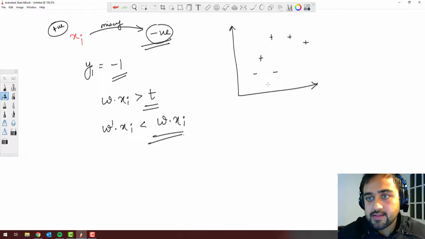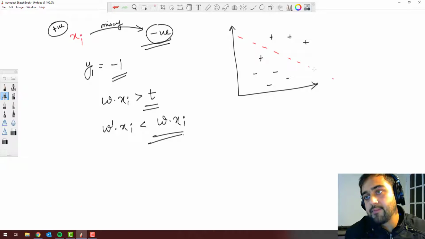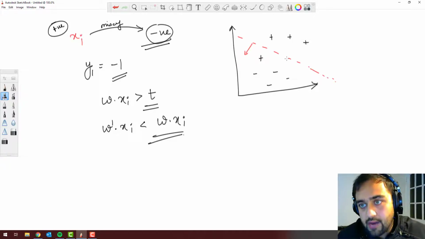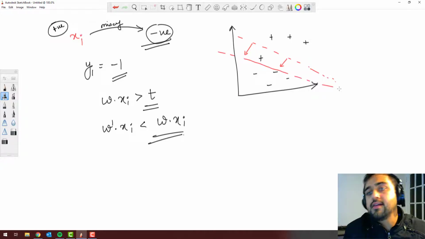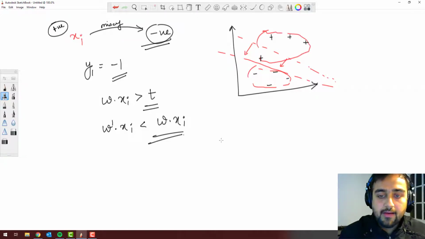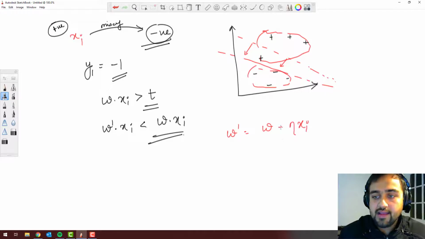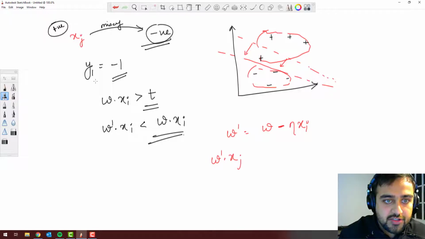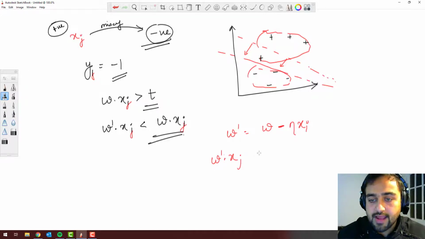This was the positive and this was the negative class, and our decision boundary right now is somewhat of this sort, right? And we need to push this boundary down so as to get a decision plane here, so that both of these classes are distributed properly. Now, in order to do that, let's subtract eta xj from our w. We are taking a different sample, so these are all xj's. So w dash dot xj would be equal to wxj minus eta xj dot xj.